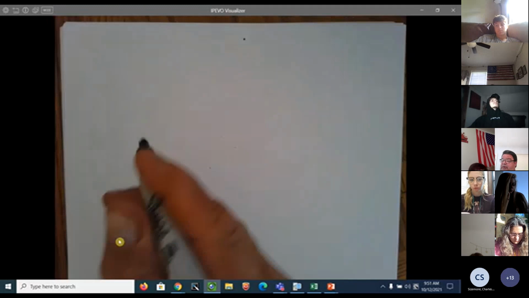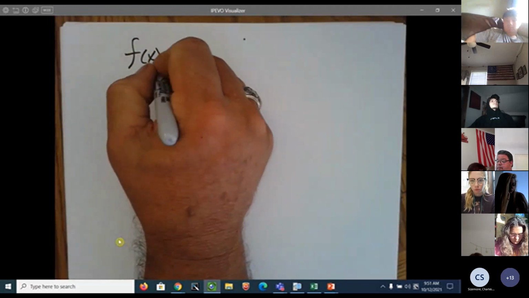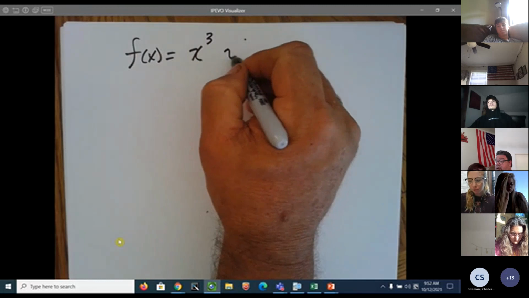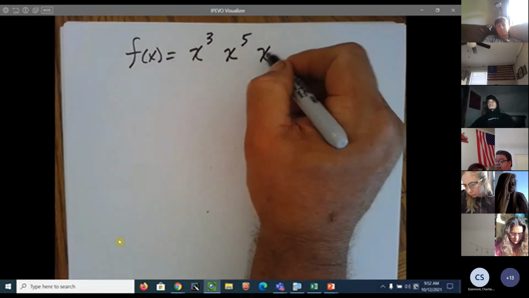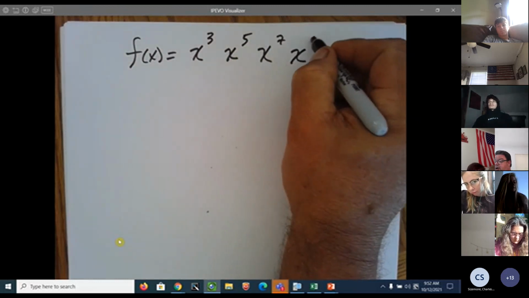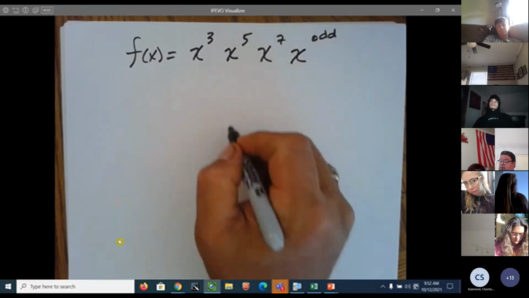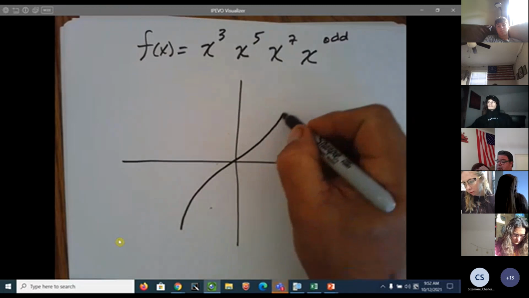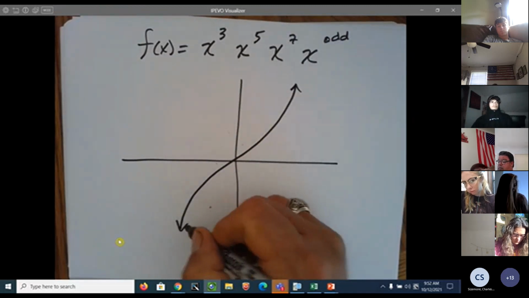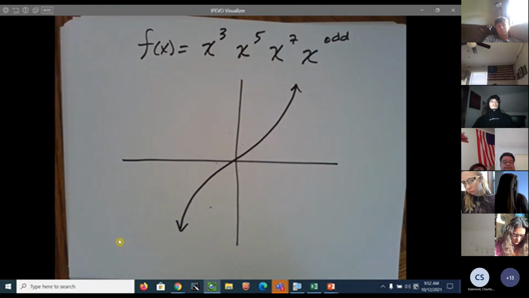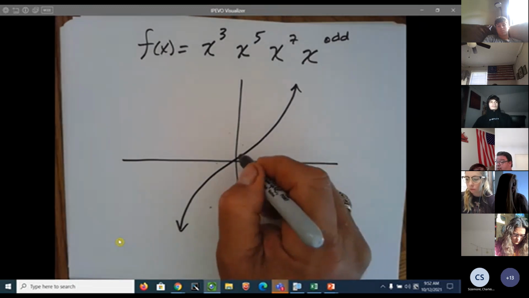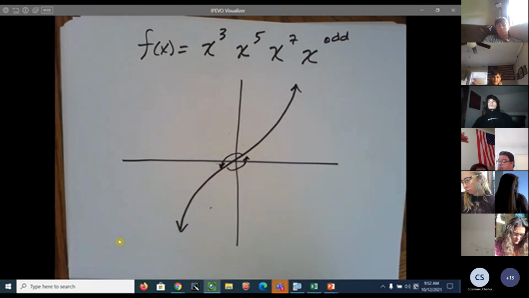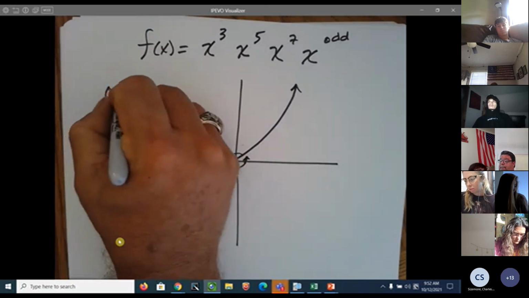If we have an odd function, x cubed, x to the fifth, x to the seventh, x to the odd, then we have what we call a swerve. And it is symmetrical around the origin. Okay.